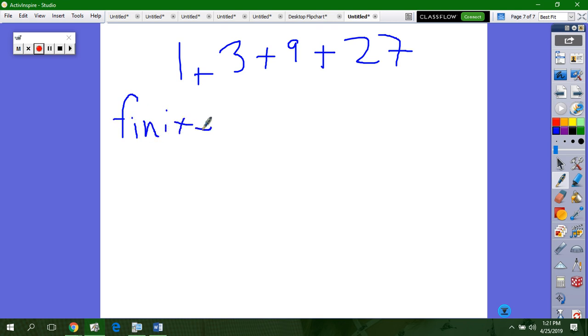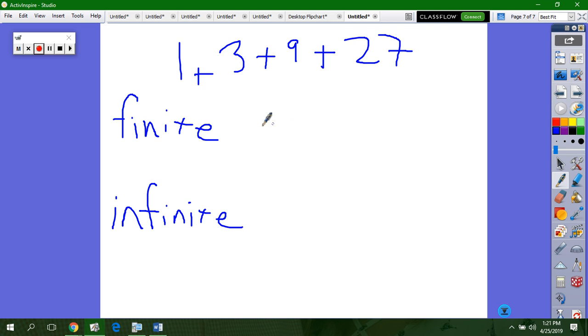Anybody know the definition of finite? It stops, meaning there is a specific number where it stops. Okay, you're going to be learning a finite and an infinite. Now you might be saying, how do I add something that goes to infinity? There's only one case that will. Okay, and I'll show you how to do this.